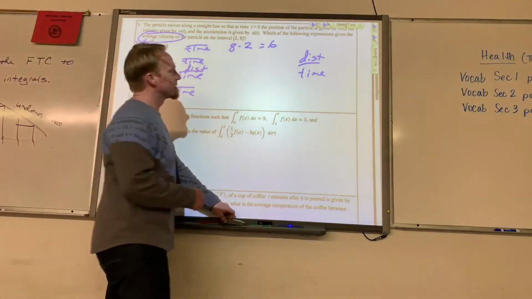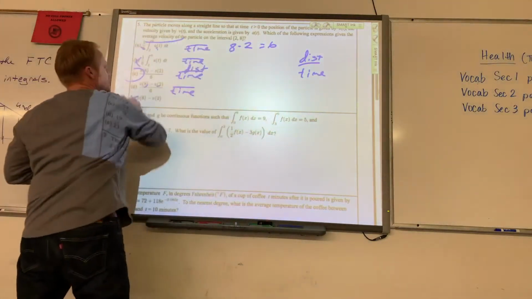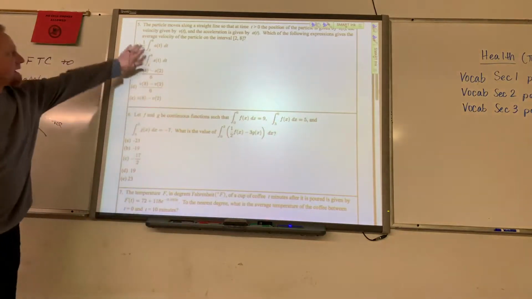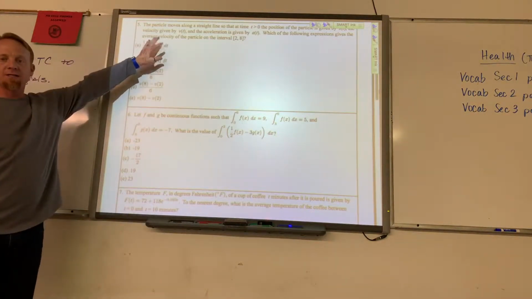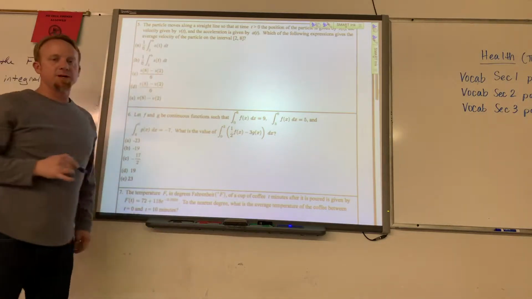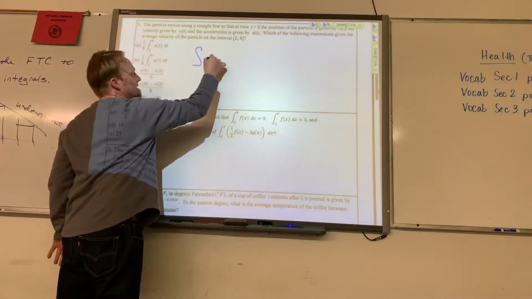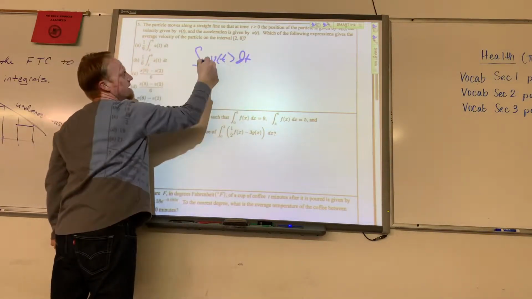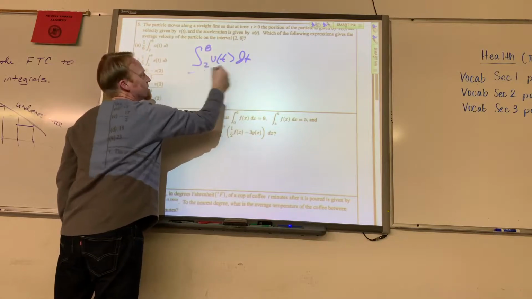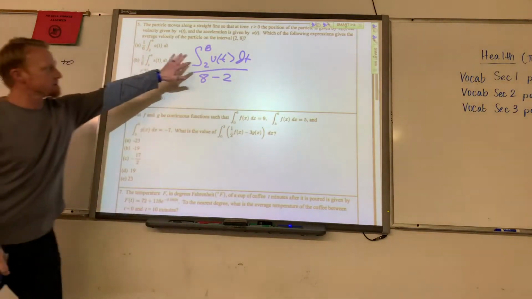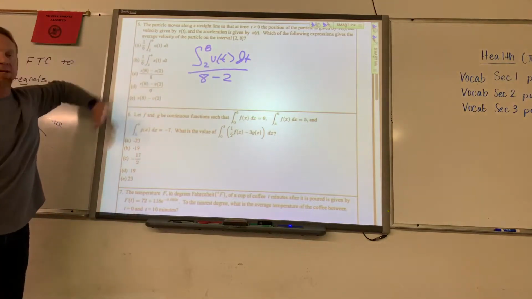Now, that's one way to think about this problem. Here's how I want you to start getting used to it. I want you to see average velocity and know that you need the change in the function above. So to get to the function above velocity, that tells me I've got to integrate velocity. And in this case, 2 to 8. So it's got to be 2 to 8 over 8 minus 2. So this right here could have been one of my answers, but it's not.